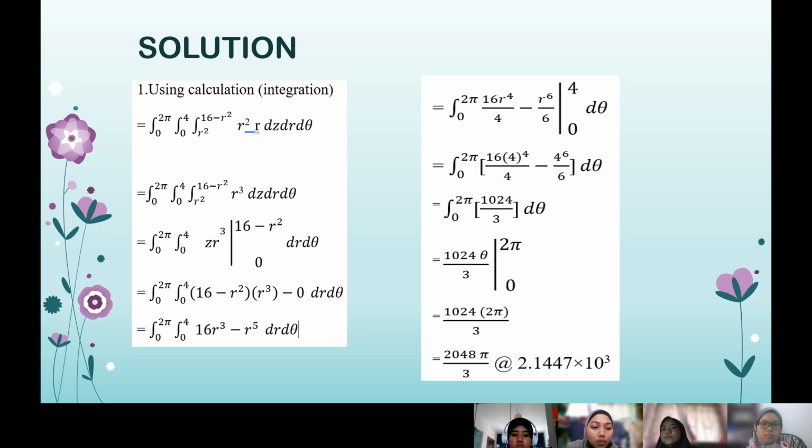And we replace the z with 16 minus r square and 0. And then we do the integration with respect to dr and we replace the r with 4 and 0. After that, we do the integration with respect to d theta and we replace the theta with 2 pi and 0. So the final answer that we get is 2048 pi over 3 or 2.1447 times 10 to the power of 3.